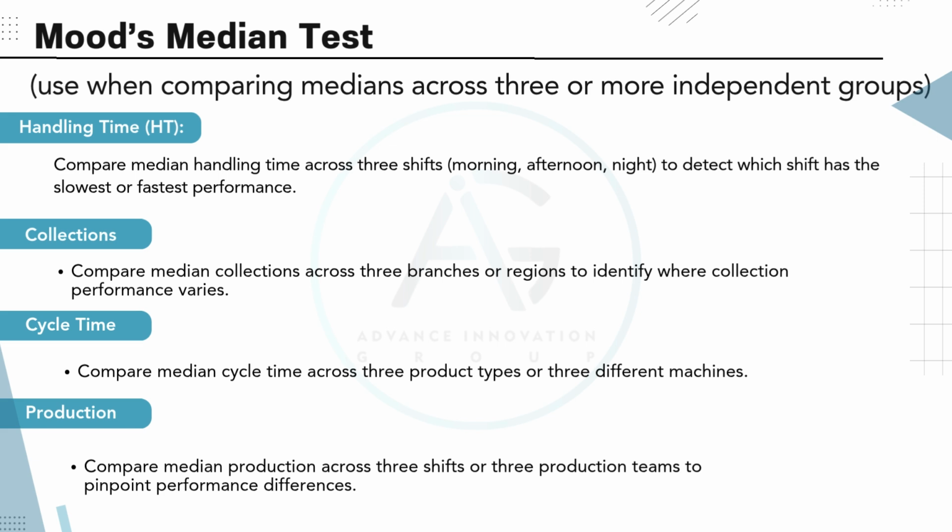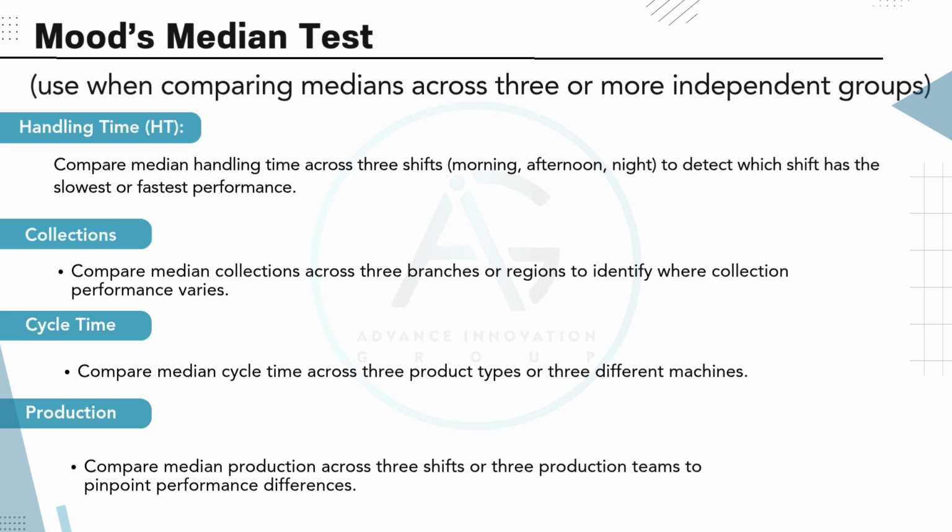3. Cycle time. This use case compares the median cycle time for 3 product types or different machines. It helps in pinpointing variation in efficiency across equipment or product categories. Again, the focus is on the median because means can be skewed by extreme values.